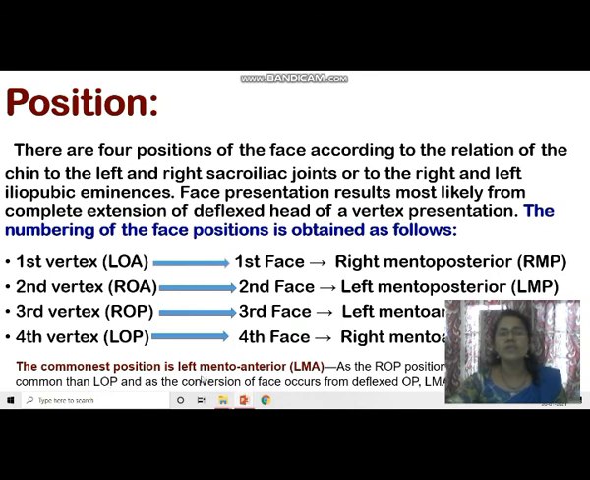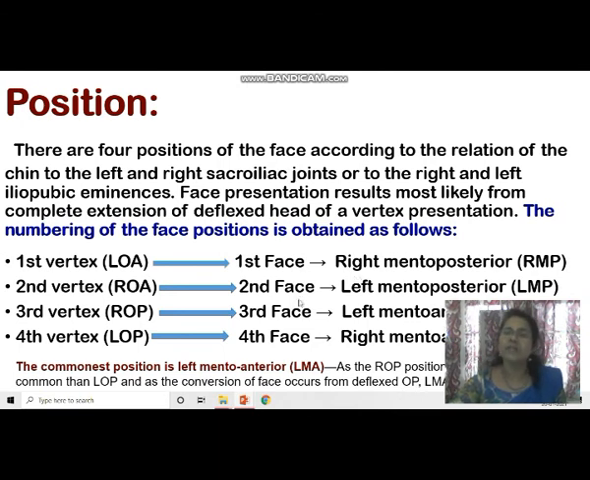The commonest position is left mento anterior. So this is the left mento anterior. The chin touches the iliopectineal, iliopubic eminence in the anterior position. Left mento anterior is the normal position, as the right occipital posterior position is 5 times more common than left occipital posterior, and conversion of the face occurs from deflexed occipital posterior to left mento anterior.